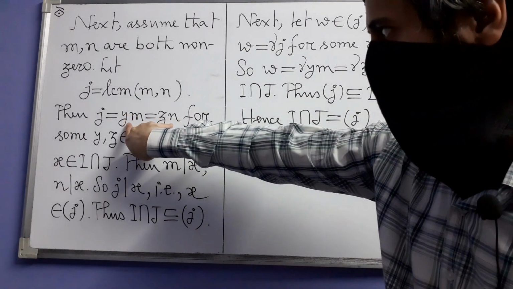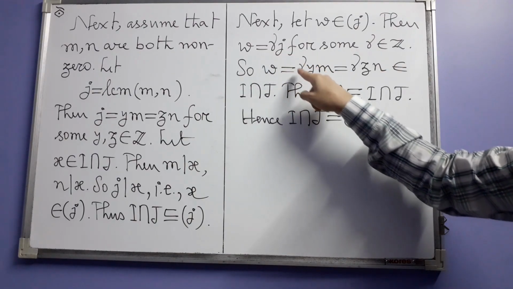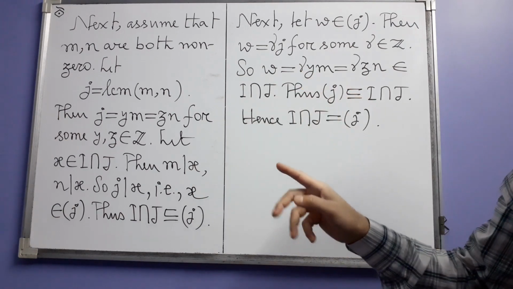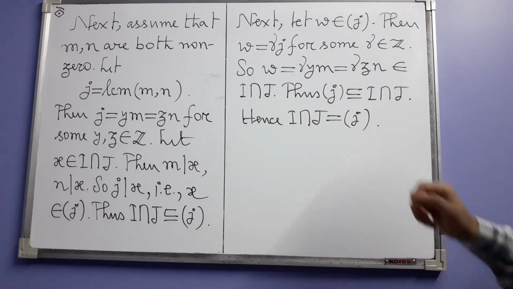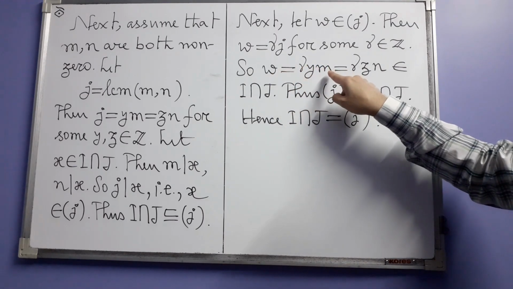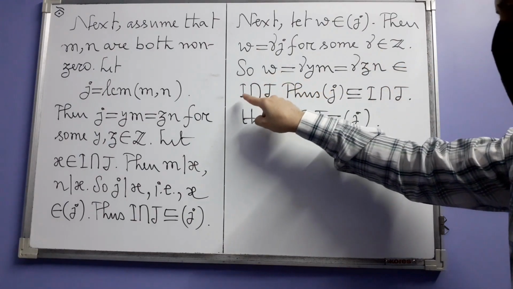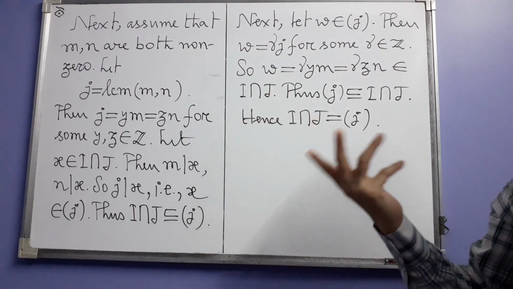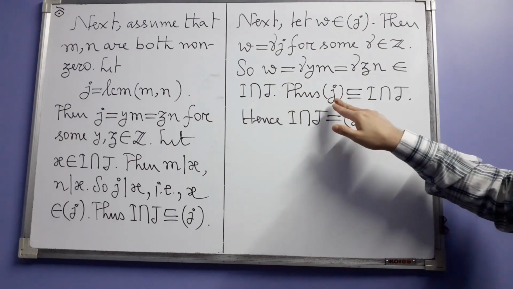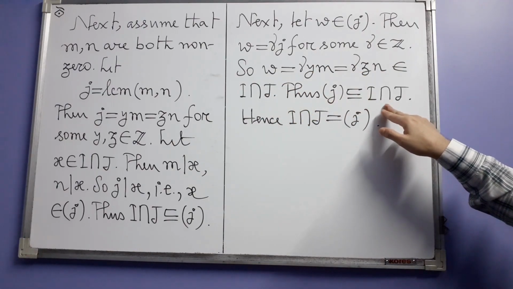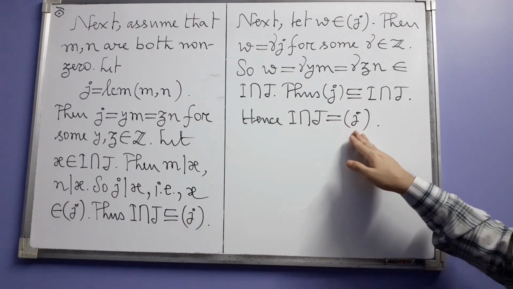Now you use these things here. On one hand, w is gamma times ym because j is ym. On the other hand, it is also gamma times zn because j is simultaneously zn also. So you see that w is a multiple of both m as well as n, and that's why w belongs to both I and J, and so it belongs to their intersection. So that way any element here is also in the intersection, which gives us this inclusion. So now you just combine this one and this one to get the claim.